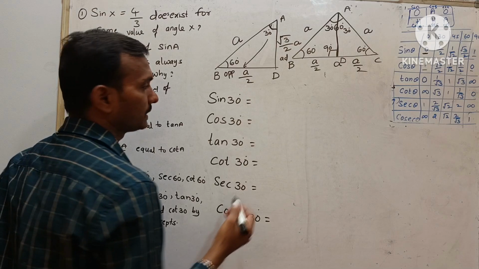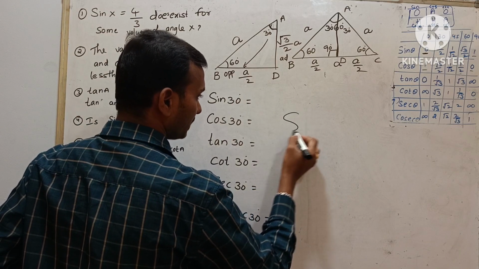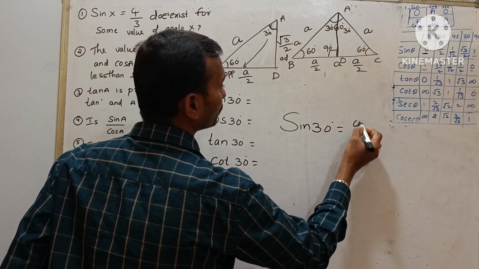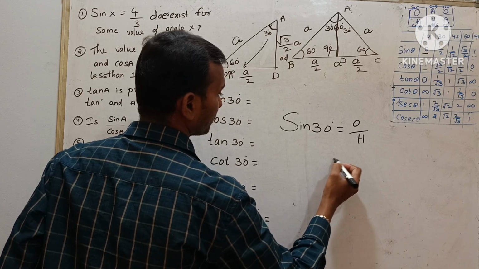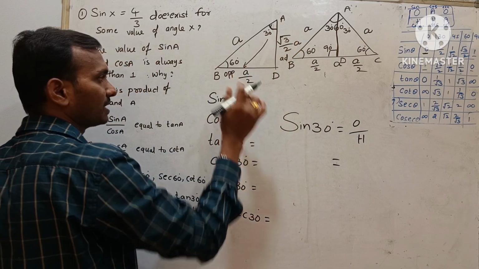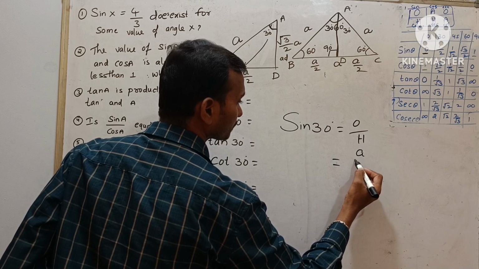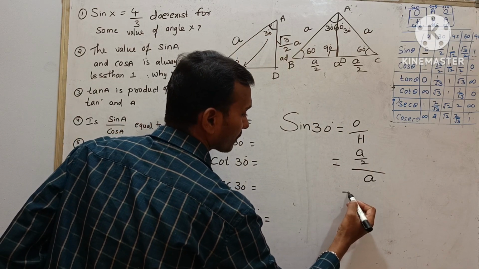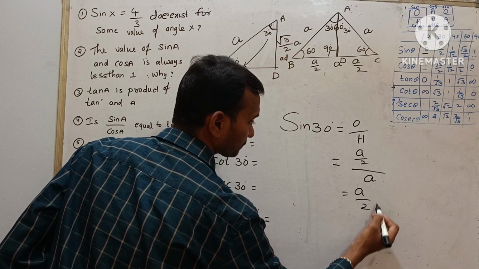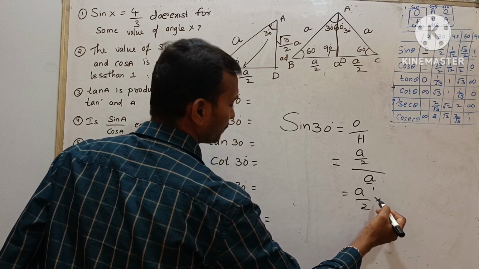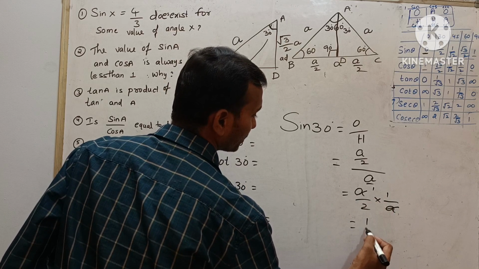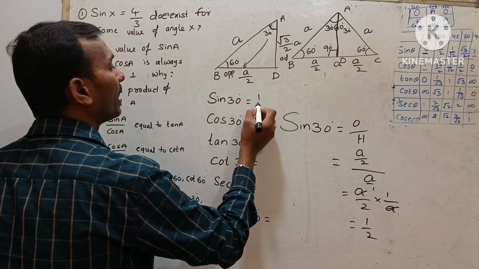So first we calculate the sin 30 value. Sin 30 is nothing but opposite by hypotenuse. From this, the opposite side is nothing but A by 2, and the hypotenuse is nothing but A. Fraction by fraction, the denominator's fraction goes to the numerator in reverse. Sin 30 will give you 1 by 2.